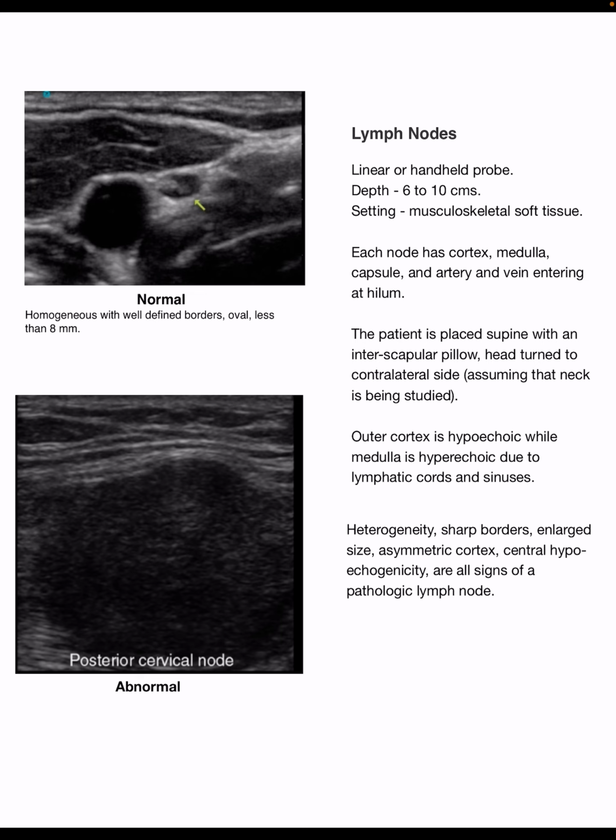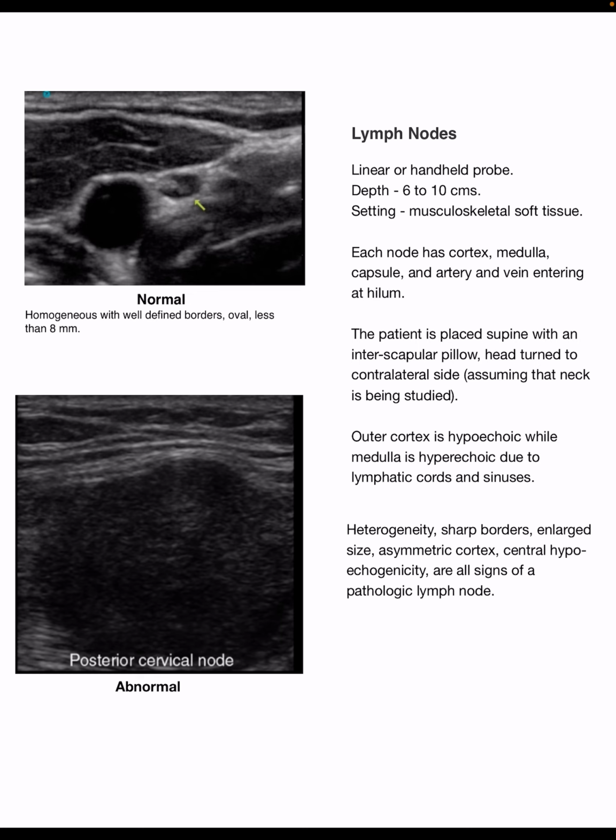Lymph nodes are examined with a linear or handheld probe, a depth usually deeper, 6 to 10 centimeters, with a musculoskeletal soft tissue setting. Lymph nodes have a cortex, a medulla, a capsule, and an artery and vein entering at the hilum.